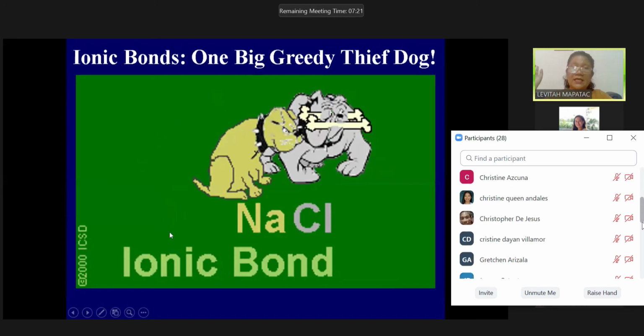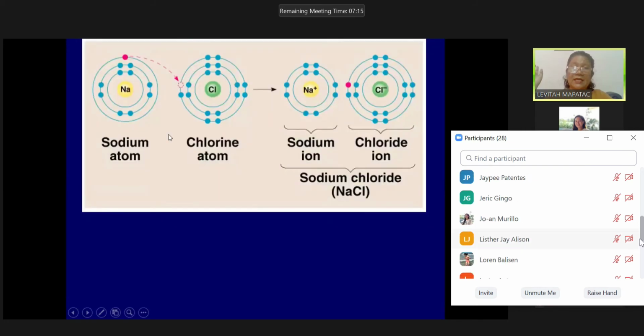Okay. So here is the electronic configuration, how it is being done. You can take a look at it yourselves.